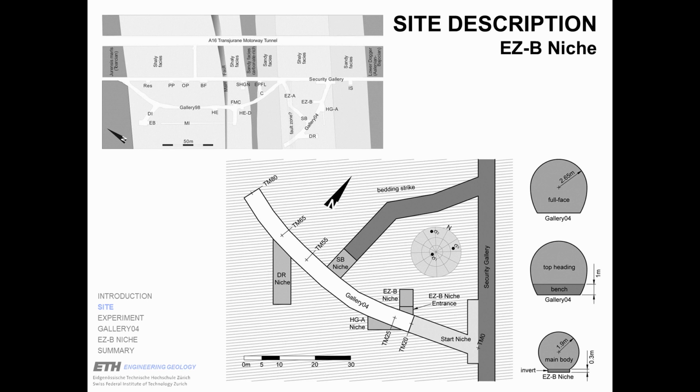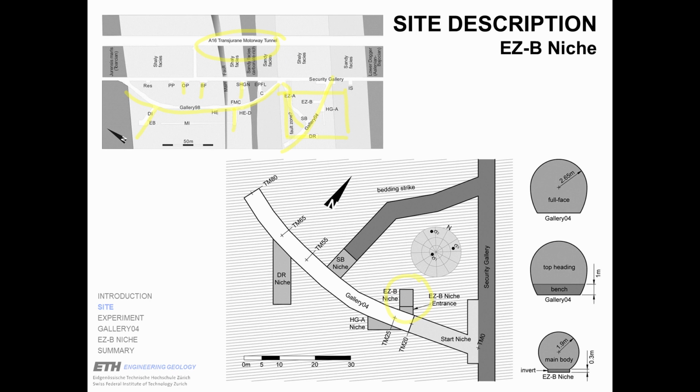Here you see a plan view of the underground research laboratory. So this is again the highway, and here you see a lot of underground excavations, and from tunnels and the boreholes drilled from these excavations, a lot of experiments have been carried out. This figure here in the center is a detail of this southern corner. And here you see where we have carried out our experiment. It's called the EZB experiment, which included the excavation of a small tunnel, which is called the EZB niche.